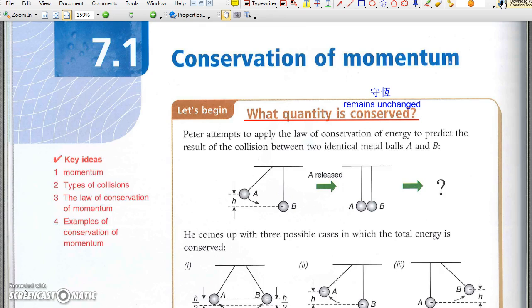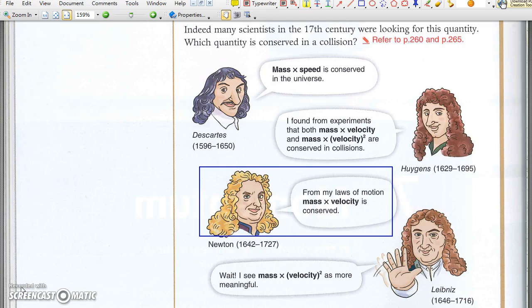You will see very soon that the product of mass and velocity is always conserved in many situations. So, momentum, which is the product of mass and velocity, is always conserved.